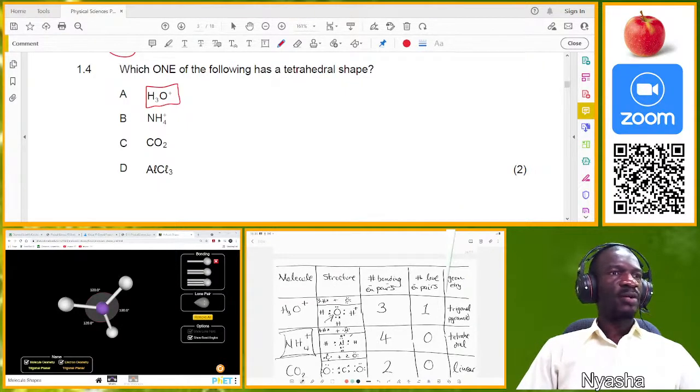Any questions on 1.4? So our correct answer there for 1.4 is B. I'll just remove this because I wanted to give an example. So I'll just remove it.